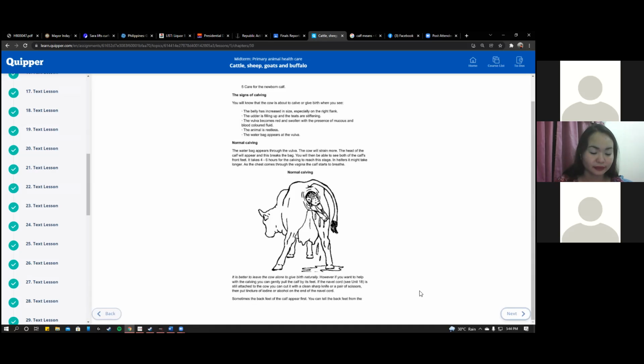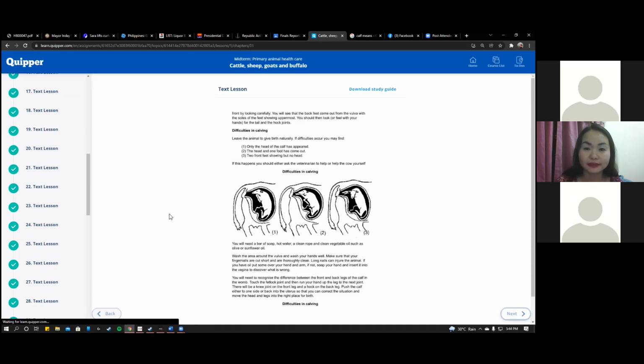Sometimes the back feet of the calf appear first. You can tell the back feet from the front by looking carefully. You will see the back feet come out from the vulva with the soles of the feet showing uppermost. You should then feel with your hands for the tail and the hock joints.